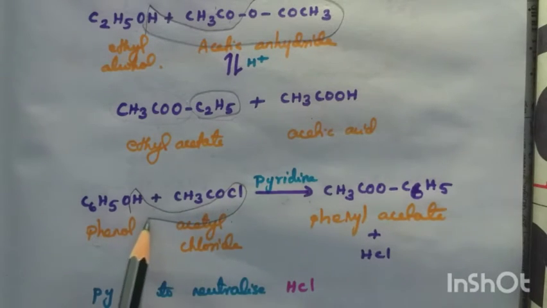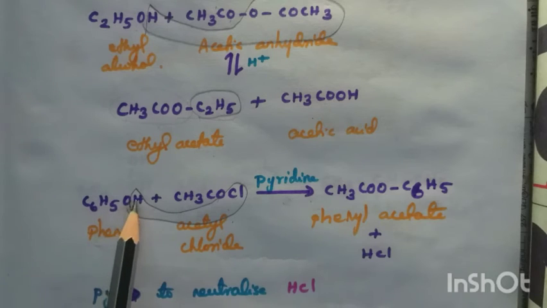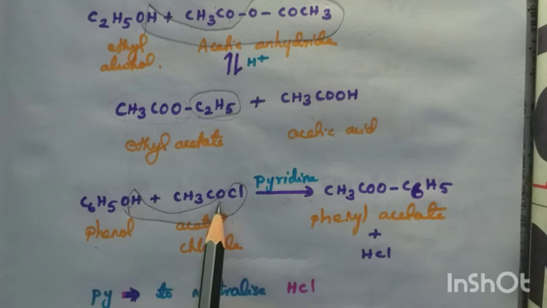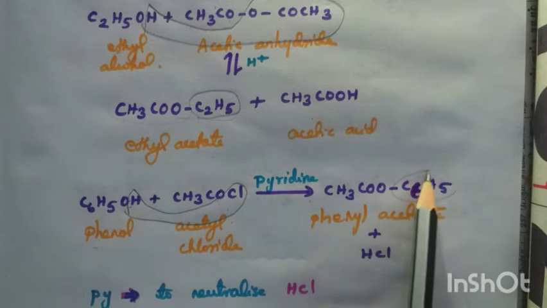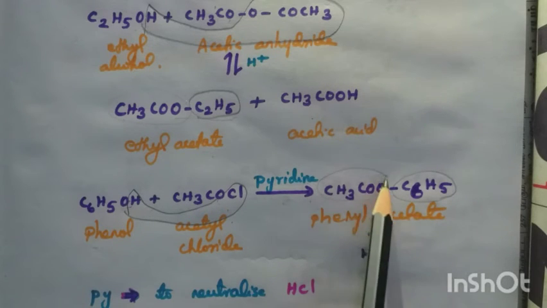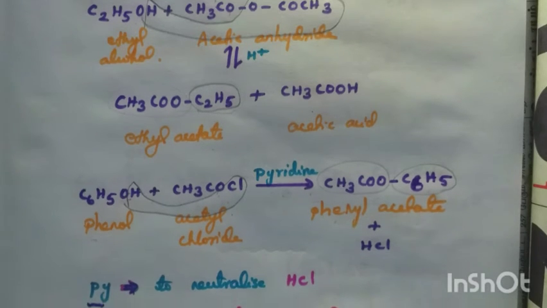HCl goes out. Now we get CH3CO, OC6H5. This bond is there, no? So this oxygen comes and forms a bond with the carbonyl group, the CO group. Is it alkyl or aryl? This is aryl. A phenyl group is added here, so it is called phenyl. And this is acetate. So it is called phenyl acetate.